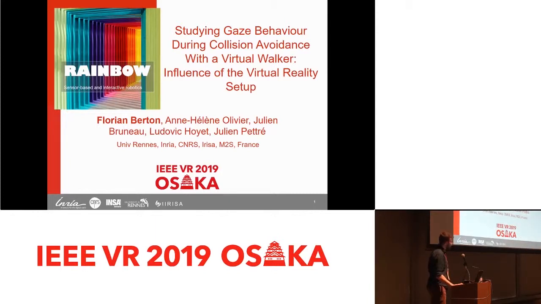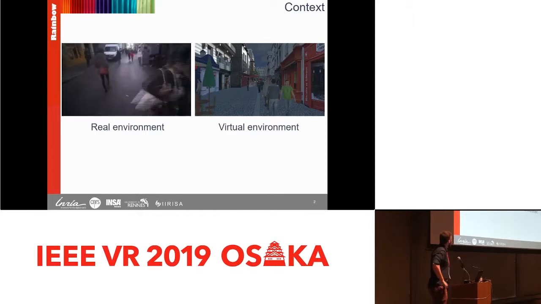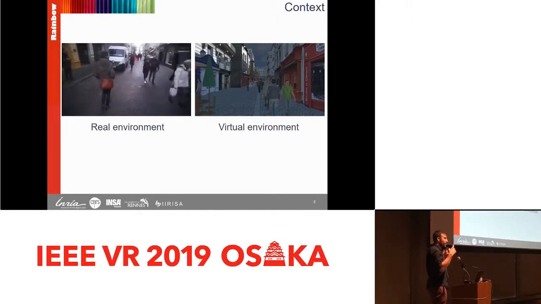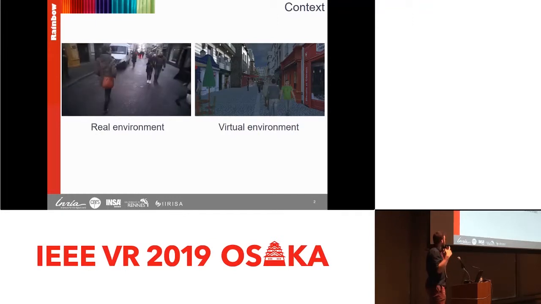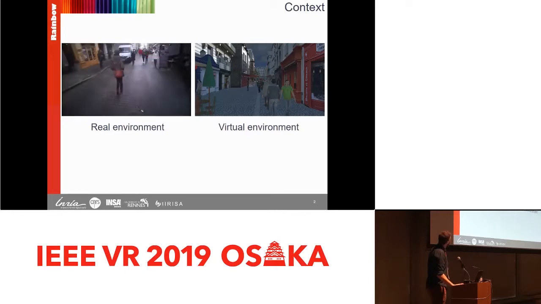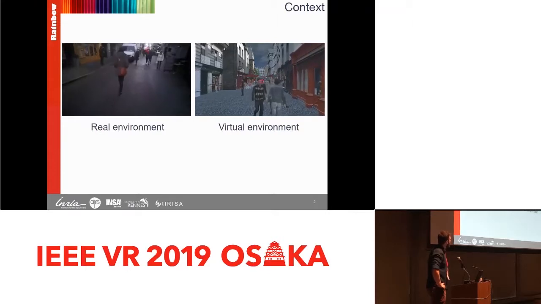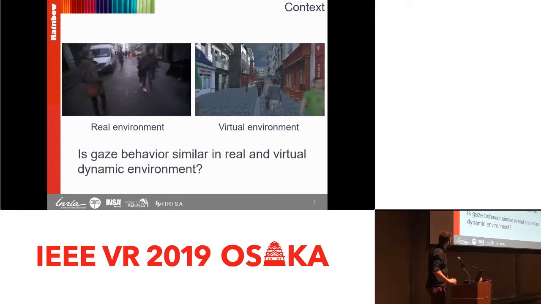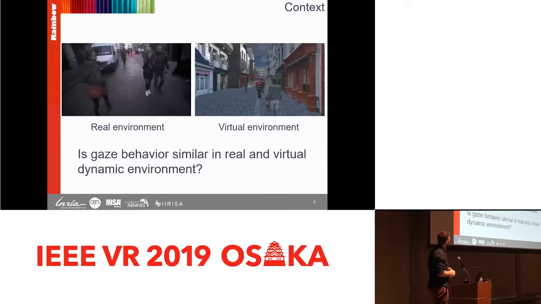We'll talk about how VR impacts gaze behavior in collision avoidance. I will start by showing you a small video of a person walking in the street. This person was wearing glasses with a camera to record what he saw, but also equipped with a gaze tracker to record what he looked at. Next to this video, there is another video of the same situation, but in a virtual environment. In our work, we are wondering if gaze behavior is similar in a real and virtual environment.